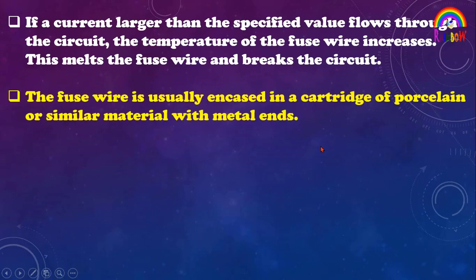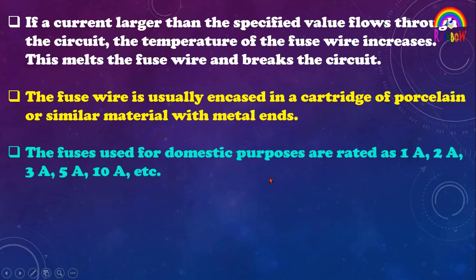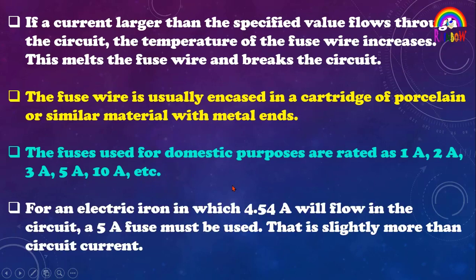The fuse wire is usually encased in a cartridge of porcelain or similar material with metal ends. The fuses used for domestic purposes are rated as 1 ampere, 2 ampere, 3 ampere, 5 ampere, 10 ampere, etc. So for an electric iron in which 4.54 ampere will flow in the circuit, a 5 ampere fuse must be used. That is slightly more than the circuit current. In this case, where 5 ampere fuse is used, the maximum current that can flow through it is only 5 ampere, and fuse will melt if the current through it exceeds 5 ampere.